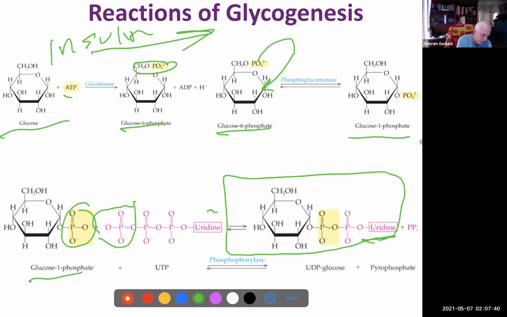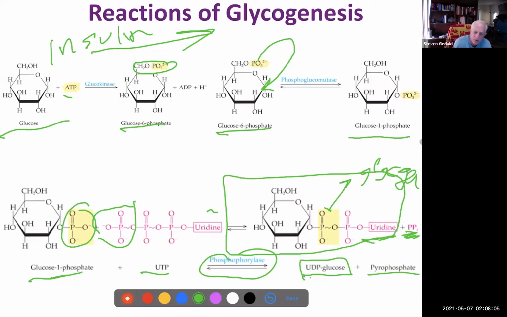Okay, so we went from glucose 1-phosphate plus UTP. We use the enzyme phosphorylase to produce UDP-glucose, uridine diphosphate glucose, and pyrophosphate. Those are your inorganic phosphate groups. Right? So now we've got a high energy bond here, and we can use that to add to glycogen. Now it's ready to add to glycogen. We can add another glucose molecule to our growing glycogen chain.